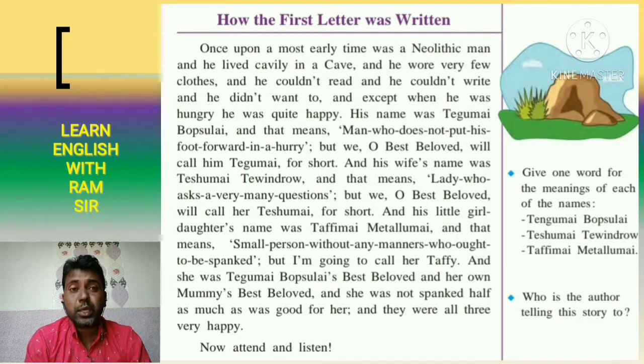And she was Tegumai Bopsulai's best beloved and her own mummy's best beloved. And she was not spanked half as much as was good for her. And they were all three happy. It means all three characters were extremely happy in their life. And here remember, if you would like to explain the character of Taffy Metalumai, you can say she's totally naughty. In one word, you can say she's naughty.